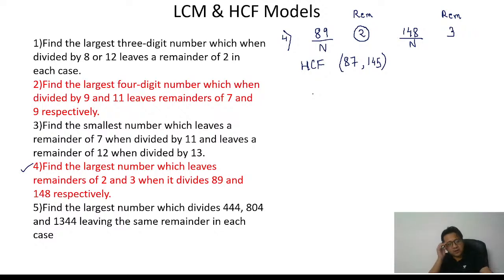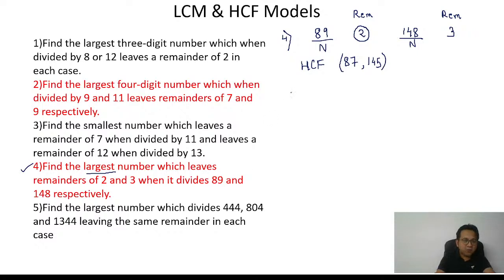HCF model 1. So remember, whenever you see a word like largest, you should remember we are talking about HCF. Whenever you see words like smallest number, remember we are talking about LCM. Why is LCM smallest? Because it's least common multiple. HCF is highest common factor. So highest, largest will belong to HCF.